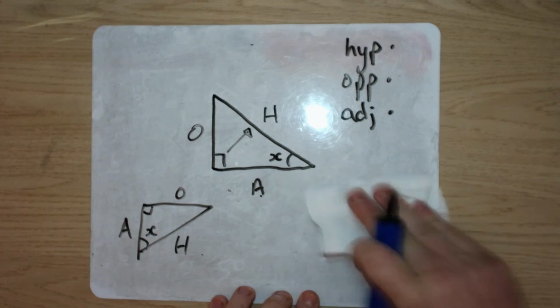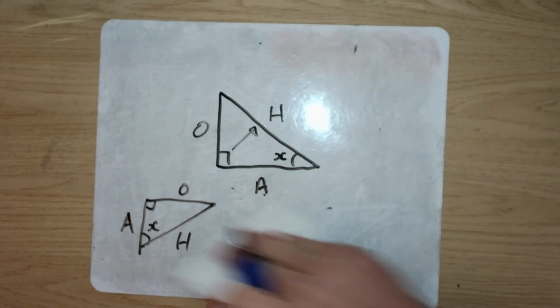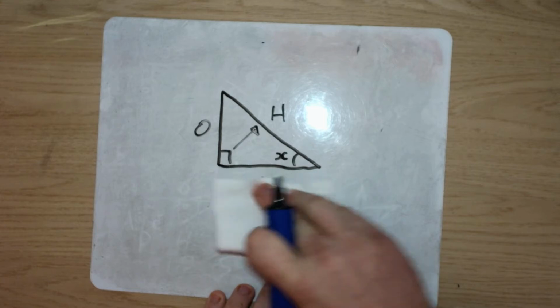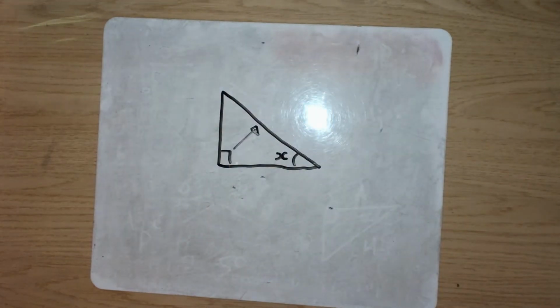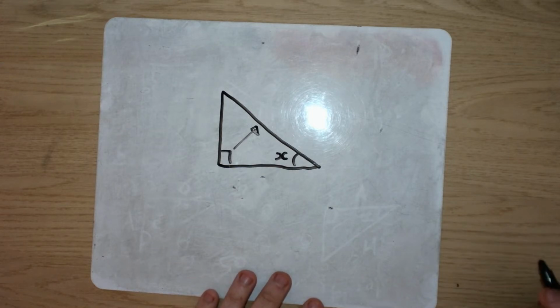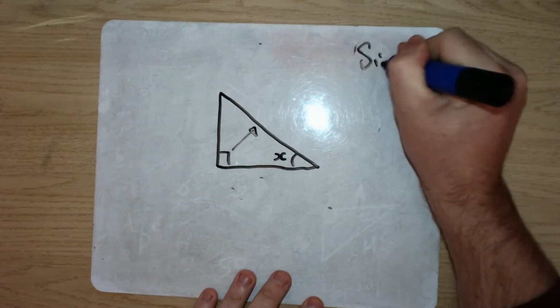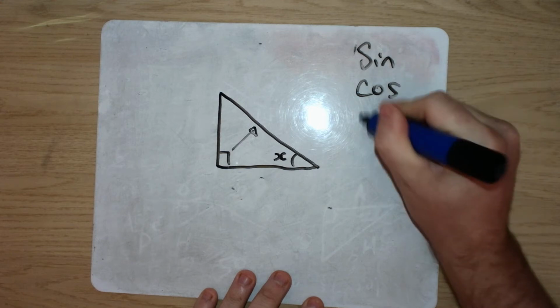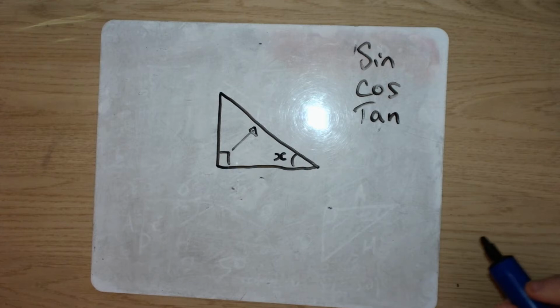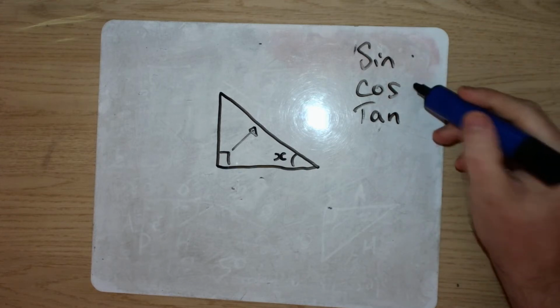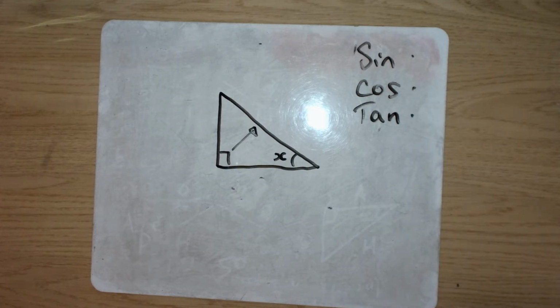Once we have labelled up, we then need to start thinking about which of the three trigonometric functions we're going to use. So on your calculator you have sine, cos and tan, and we're going to go into greater detail when we're back at school about where they come from, how they work, etc. But depending on which side you're given, you may need to use sine or cos or tan.